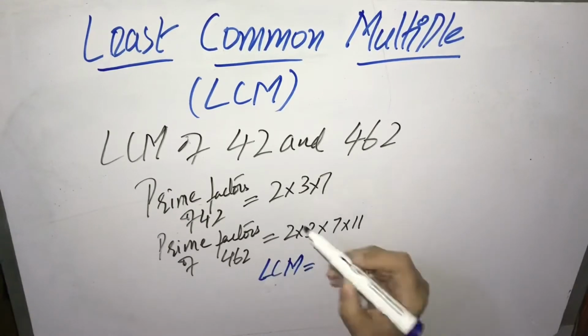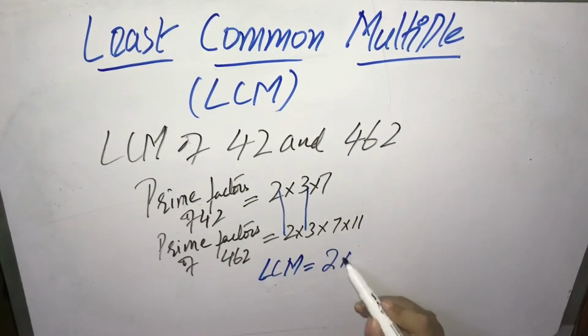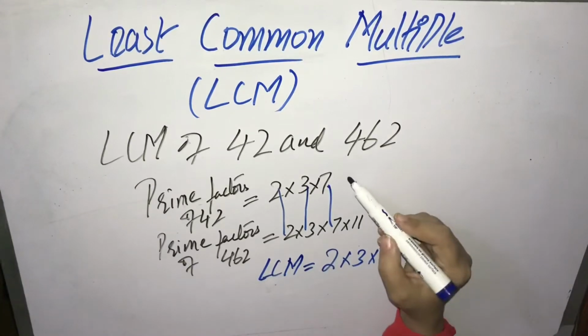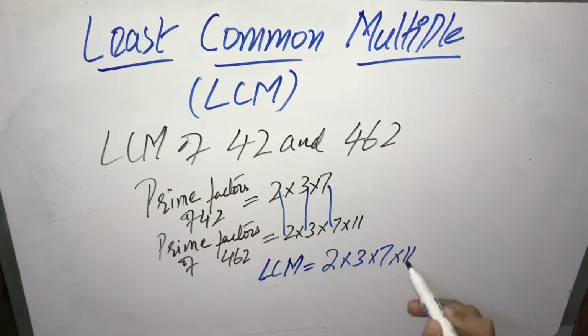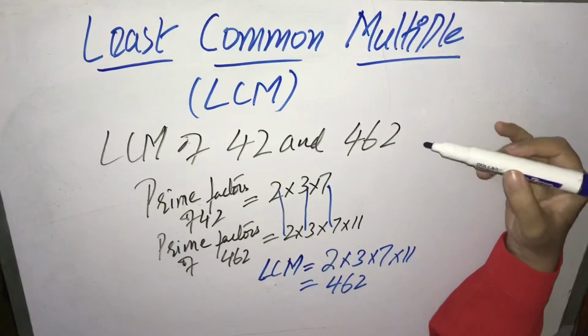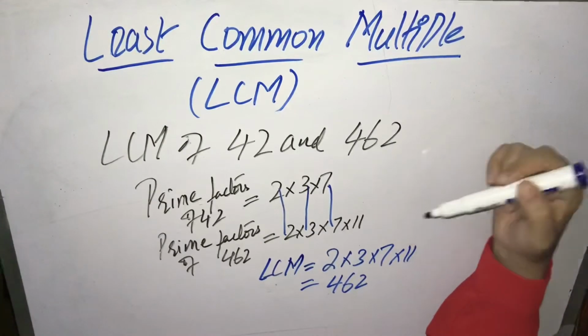The factors which are common are taken only once: this 2 once, this 3 once, this 7 once, and there is no 11 here, but 11 is also part of the answer. It is 462.